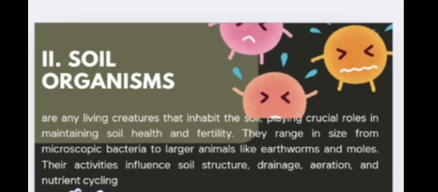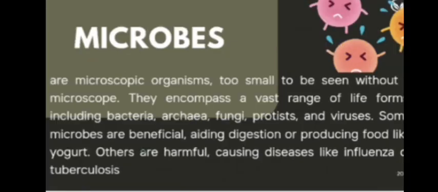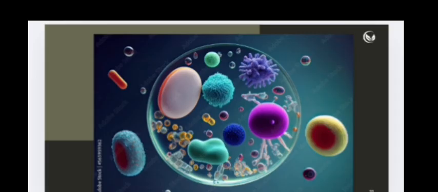So now let's move to the first soil organism, which is the microbes. Microbes are microscopic organisms too small to be seen without a microscope. They encompass a vast range of life forms, including bacteria, archaea, fungi, protists, and viruses. Some microbes are beneficial, aiding digestion or producing food like yogurt. Others are harmful, causing diseases like influenza or tuberculosis. So here is an example image of microbes.